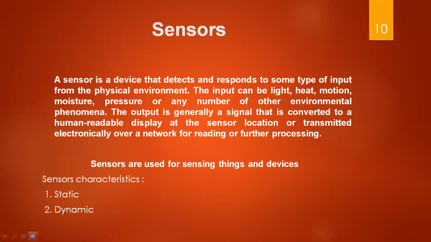Now the sensors. What is a sensor? A sensor is a device that detects and responds to some type of input from the physical environment. The input can be light, heat, motion, moisture, pressure, or any number of other environmental phenomena. The output is generally a signal that is converted to a human readable display at the sensor location or transmitted electronically over the network for reading or further processing.